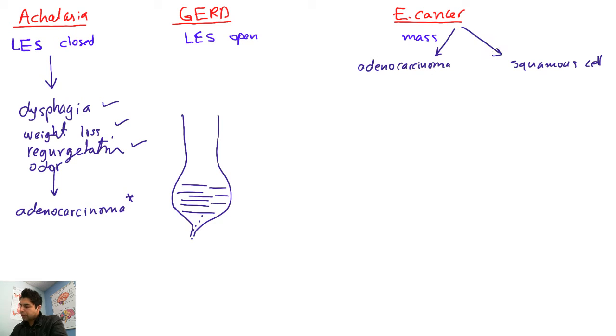So that means achalasia puts you at risk of esophageal cancer. Okay, so you already know what are the risk factors for esophageal cancer, at least one of them, and that's achalasia. Why do you think achalasia will put you at risk of esophageal cancer?